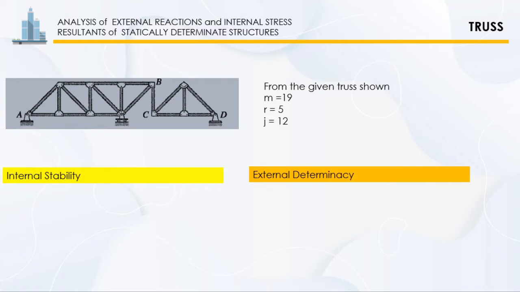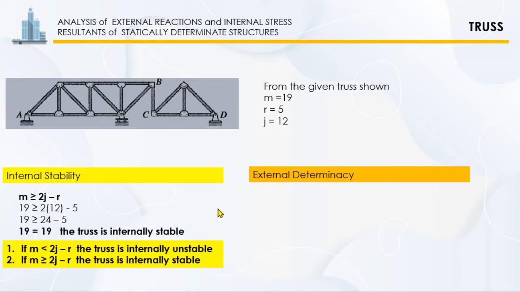So, here's another example. So, from the given truss shown, the number of members is 19, the number of reactions is 5, and the number of joints is 12. So, let's check its internal stability. So, substituting these values dito sa general rule natin, so we have 19 is equal to 19. So, the truss is internally stable.